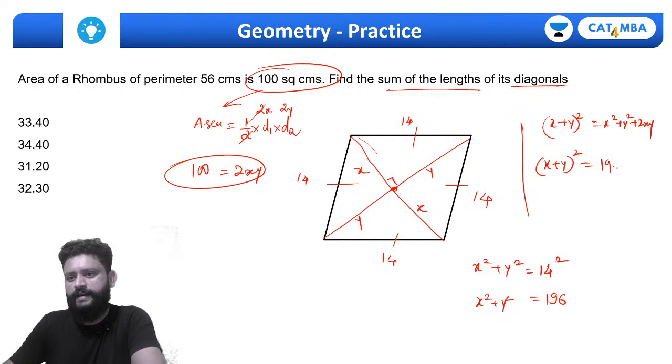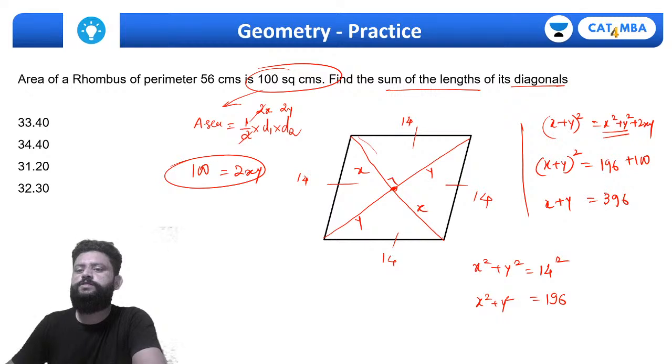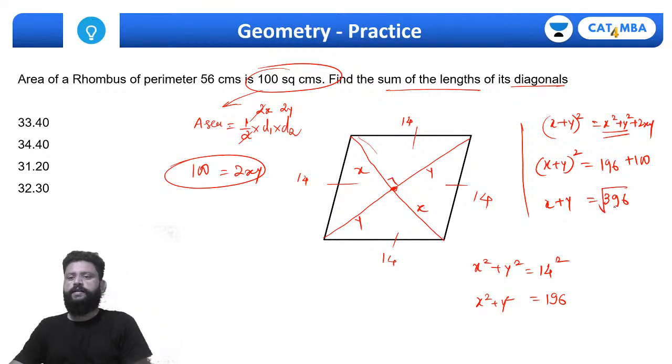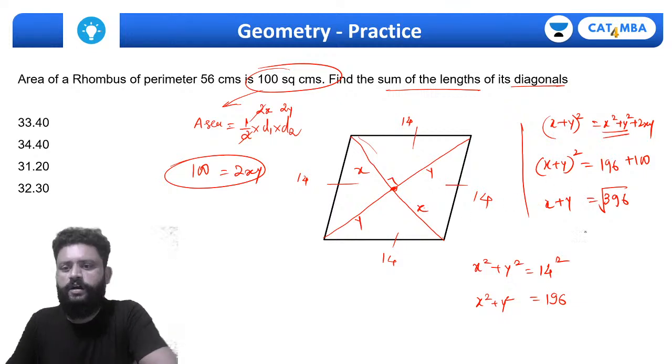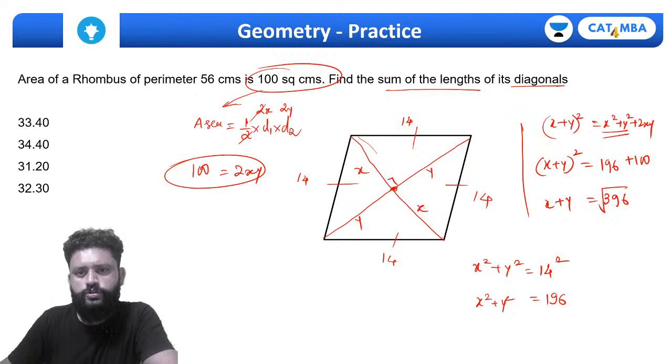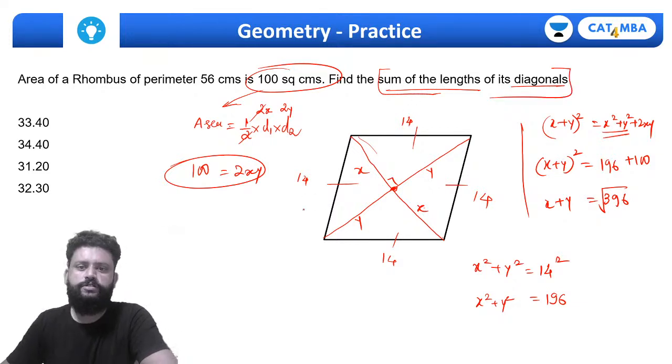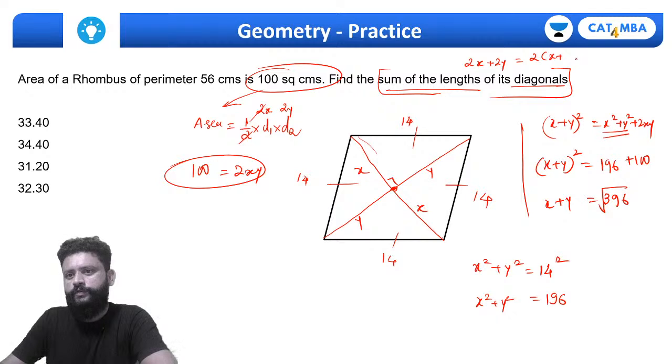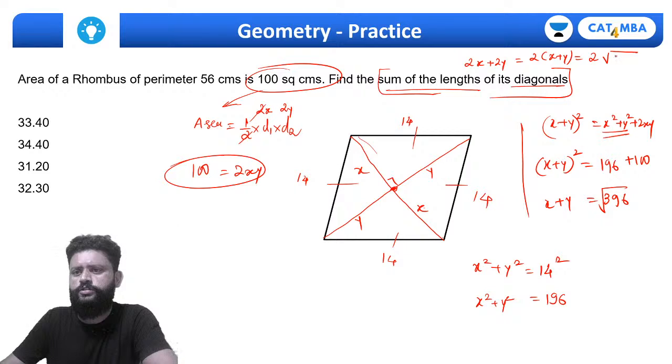So x square plus y square is 196, and 2xy is 100, so it has to be 396, and x plus y must be the square root of 396, close to the square root of 400. But anyways, do not calculate x plus y, because we are supposed to find the sum of the length of the diagonals. Length of the diagonals means we are supposed to find 2x plus 2y. So we can say it is twice of (x plus y), which will be, let's calculate the final answer, twice of under root of 396.